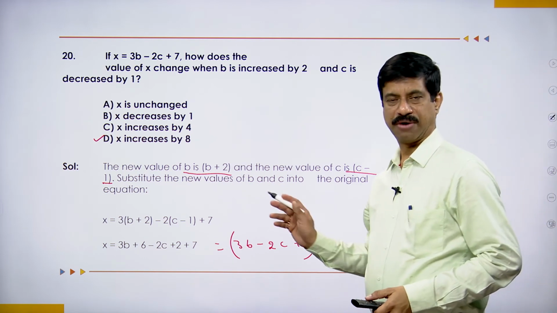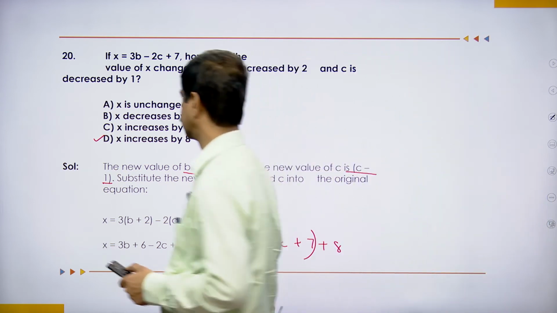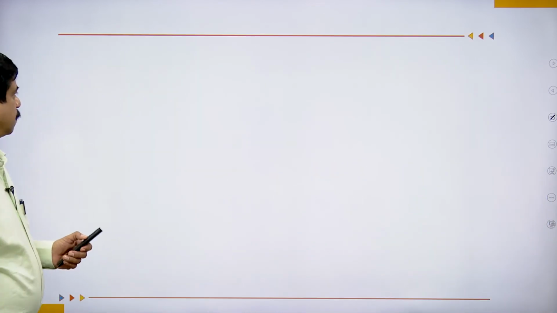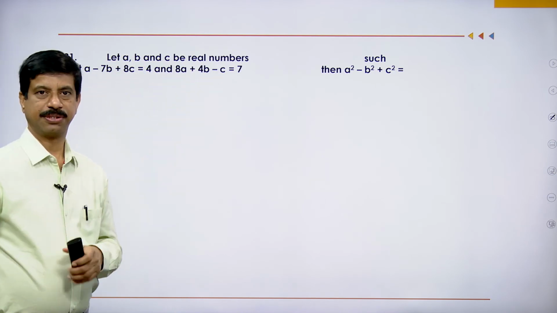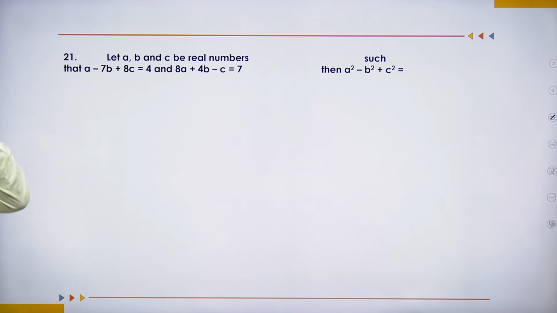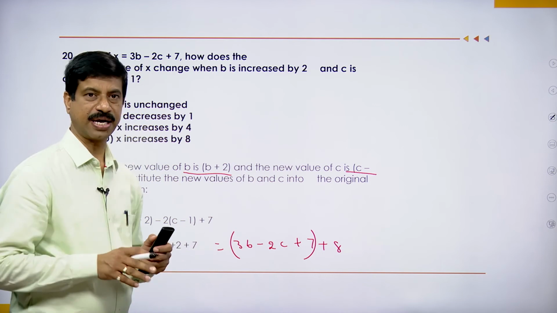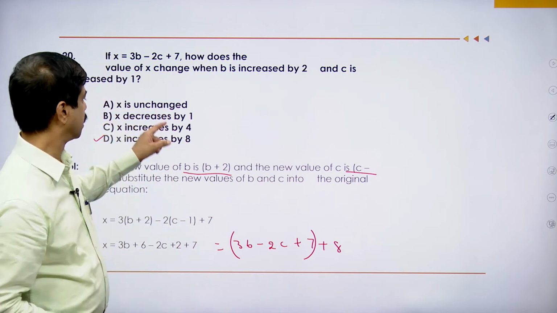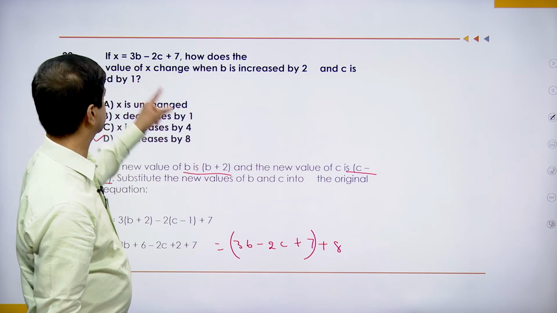Right? So have you copied it? Have you followed this? Okay, let's move to the next question. Yeah. Let A, B and C be real numbers. So children, one small discussion in the previous question. Without solving this also I can tell whether it increases or not. You see, B is replaced by B plus 2 means B increases by 6 units.